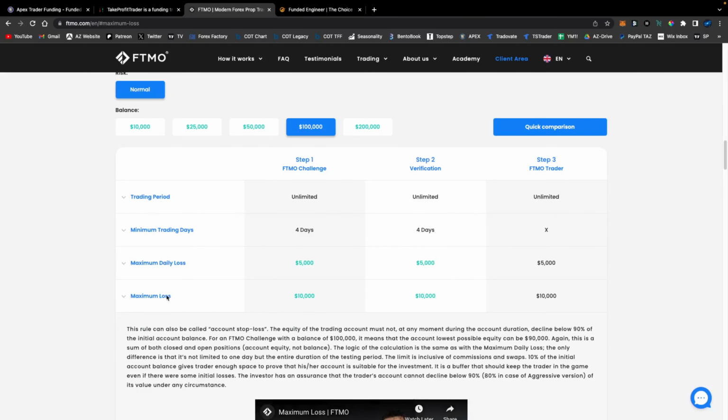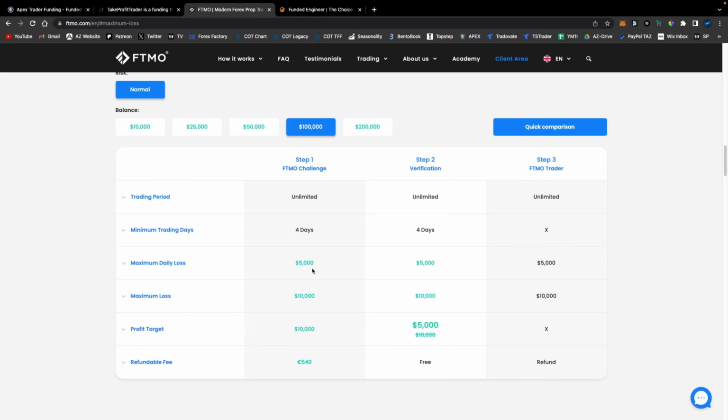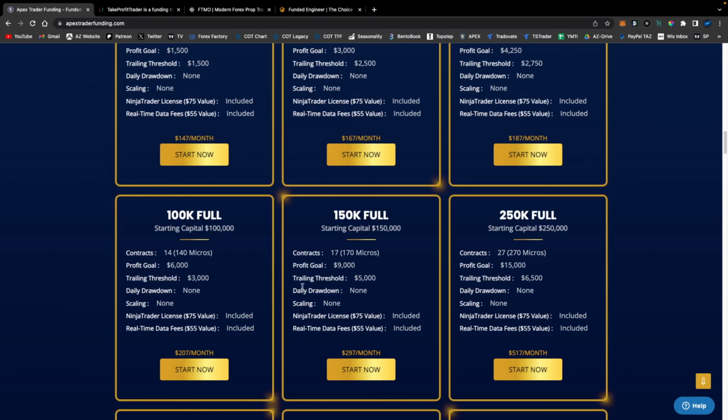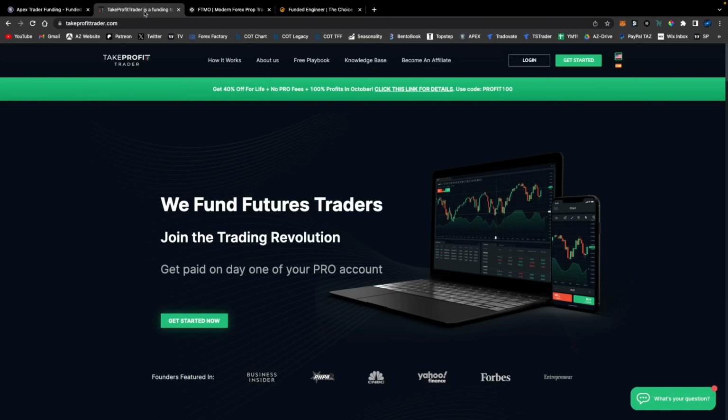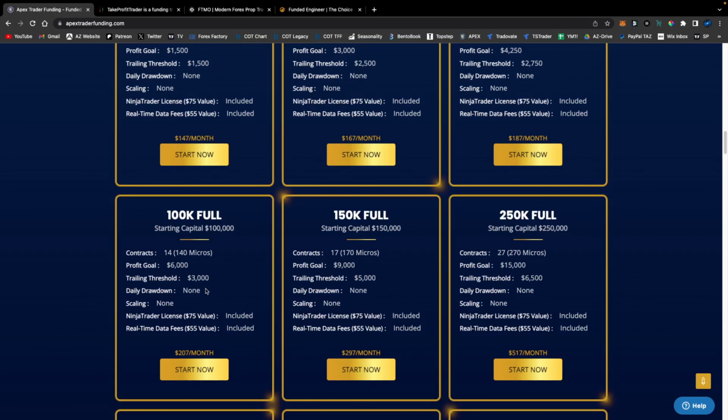So with FTMO, you have a maximum loss, an account stop loss. The equity of the trading account must not at any moment during the account duration decline below 90% of the initial account balance. It's not moving up. So if you made profit, 5%, it's not moving up with your increasing account size. It's locked in at 90k. Comparing that to Apex Trader Funding or Take Profit Trader or basically any other futures funding firm, it's trailing with you. So at whatever account balance you're at, you could be 1% away from hitting your profit target. If you happen to lose more than 3% overall on that account, it's gone.